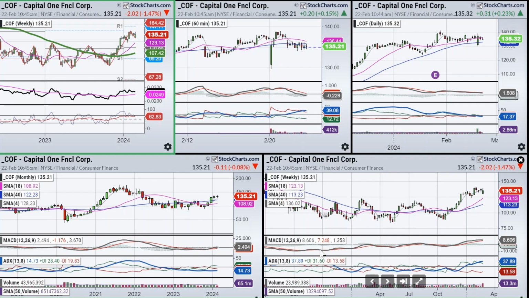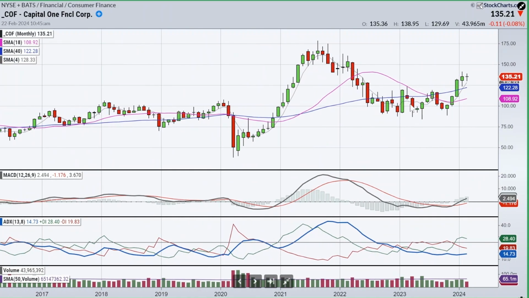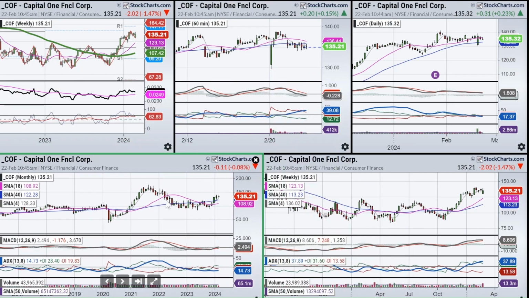Let's look at the COF. So these guys, I really like the look of this pattern, right? I mean, they're moved to the upside. We've got the 18-month rising now. We've got signs of green DI. And again, that's on a monthly, but it's got a nice base of support underneath it.